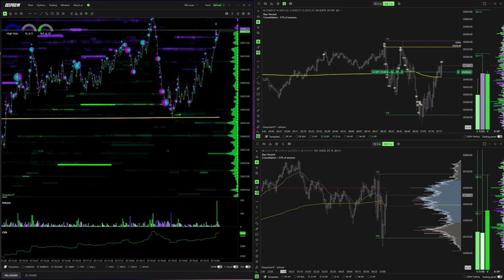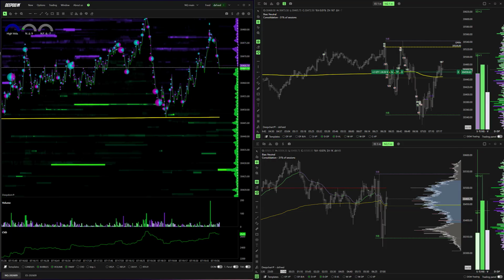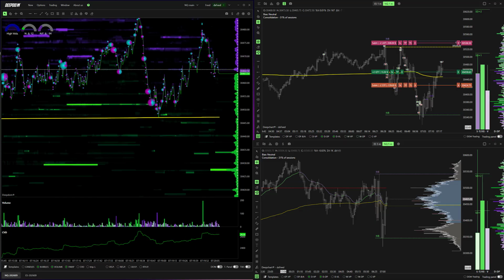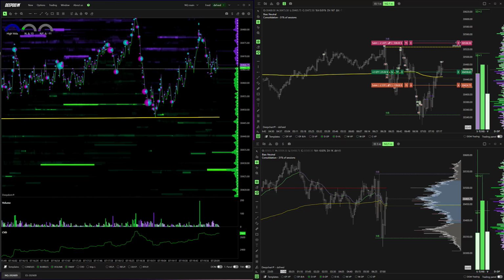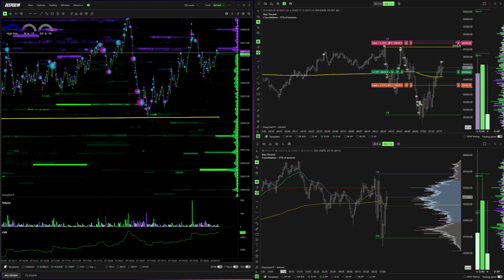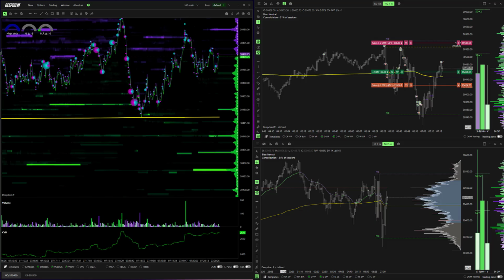What I liked about this setup was that multiple factors aligned. Basically, there was a lot of confluence. We were bullish, at least the order flow was bullish. We had supportive market profile structure, and we had favorable time of the day statistics.